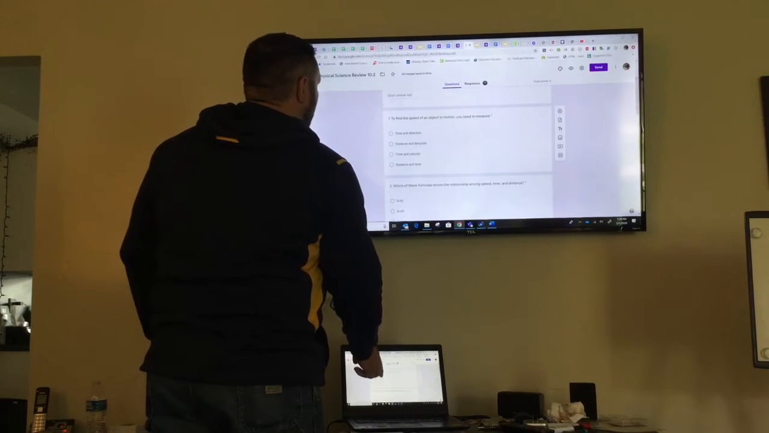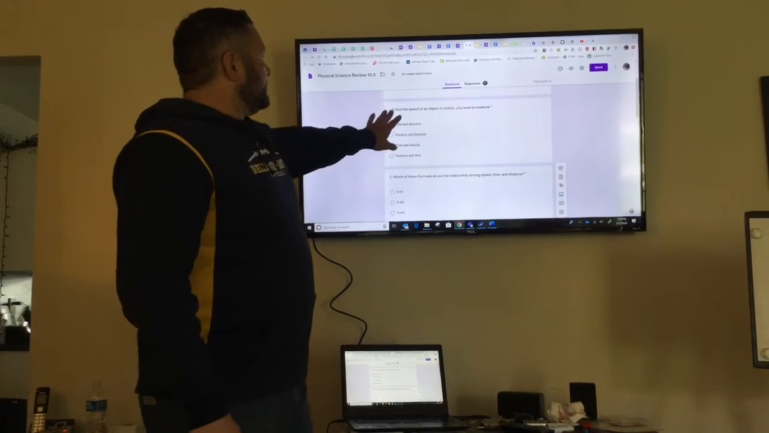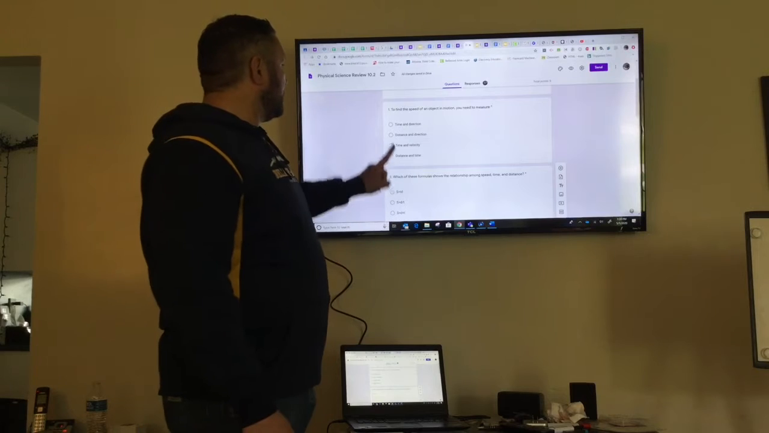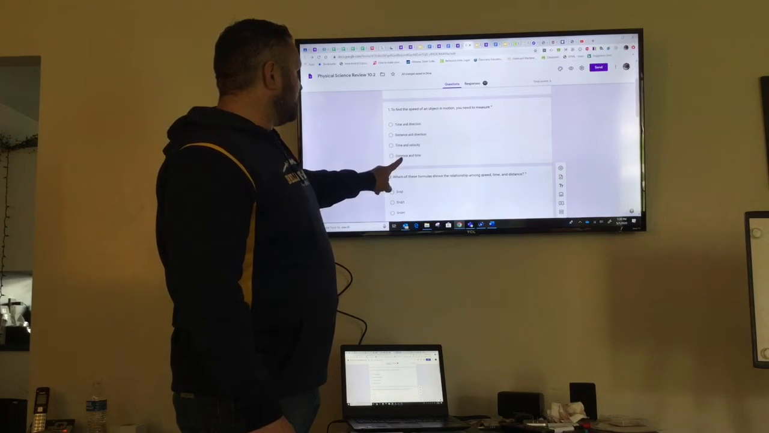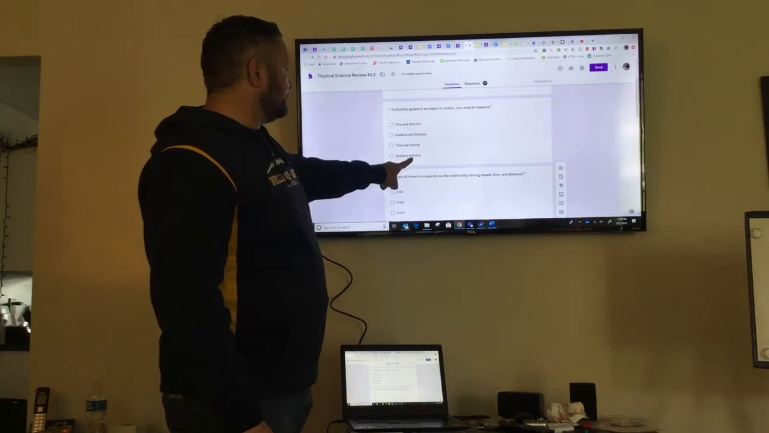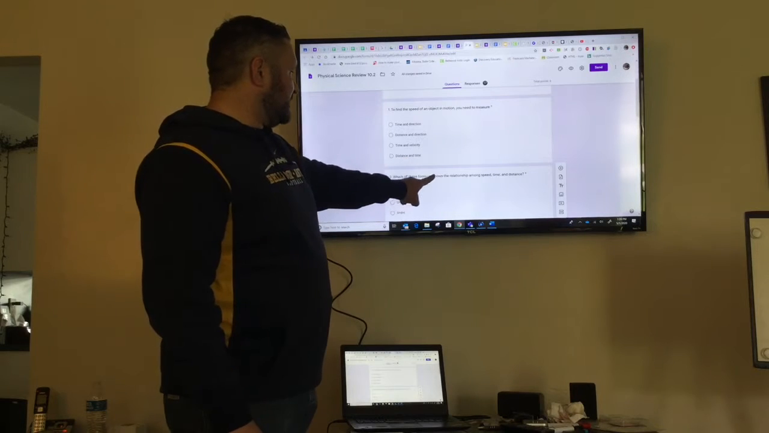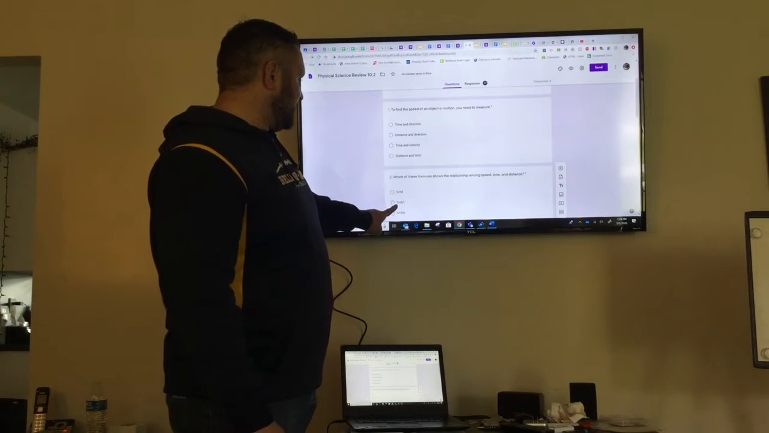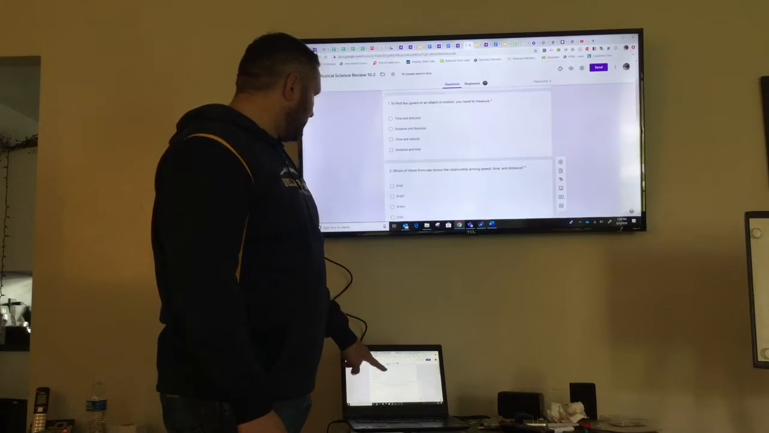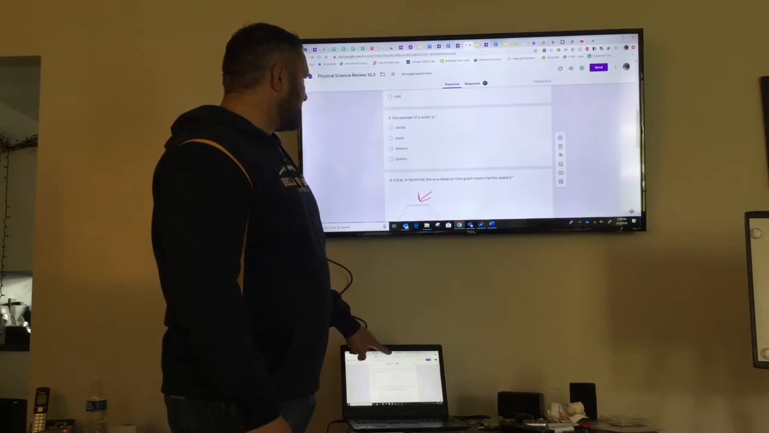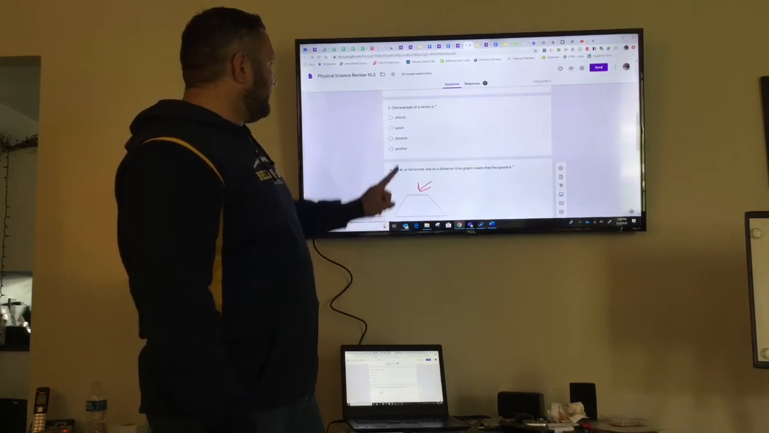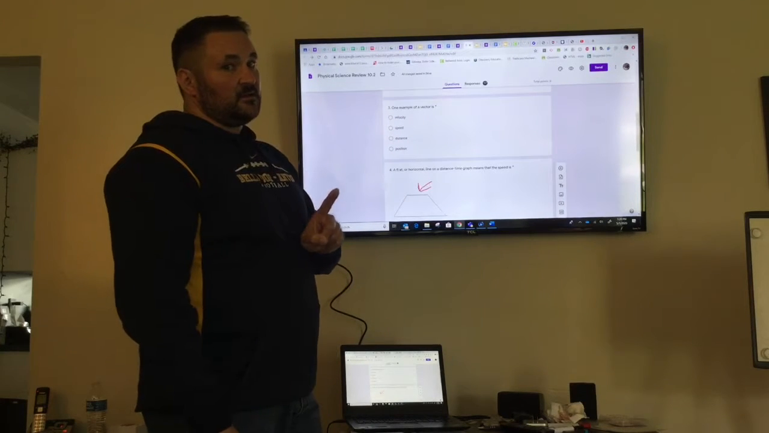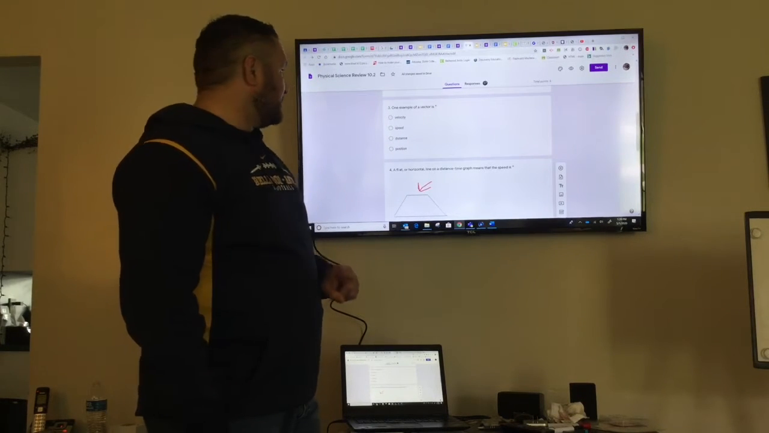So this was the work from the other day. To find the speed of an object, you need to know distance and time. Which of these formulas shows the relationship among speed, time, and distance? This should be speed is distance divided by time. One example of a vector is velocity. A vector is a quantity with size and direction.